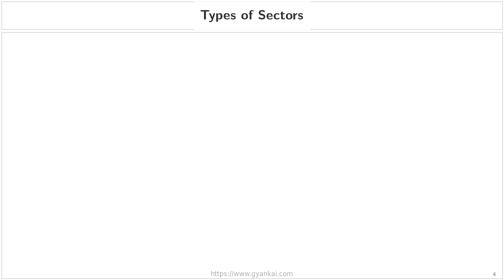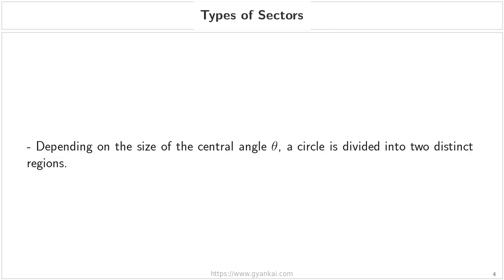Types of sectors. Now that we have identified the individual components of a sector, the center, the radii, the arc, and the central angle, we can look at how these parts actually divide the circle. You see, depending on how large or small that central angle, which we denote as theta, the circle is split into two distinct and different regions.